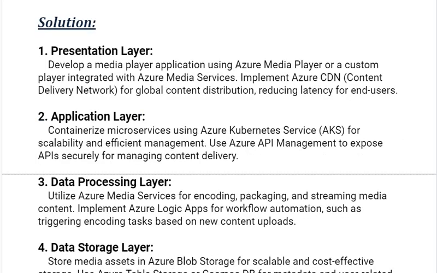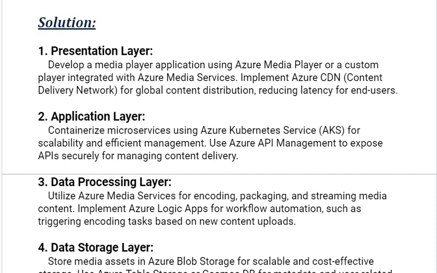So our first solution is the presentation layer. Develop a media player application using Azure Media Player or a custom player integrated with Azure Media Services. Implement Azure CDN, Content Delivery Network, for global content distribution, reducing latency for end users.